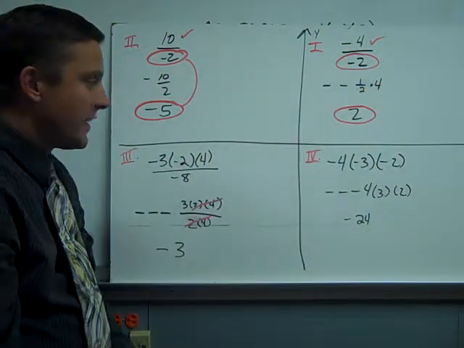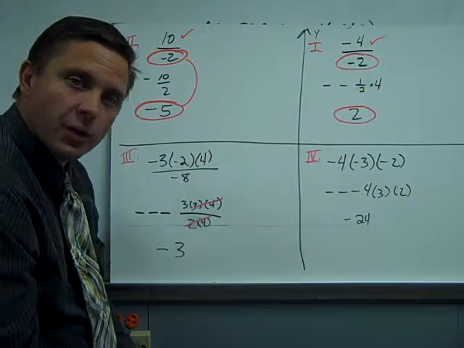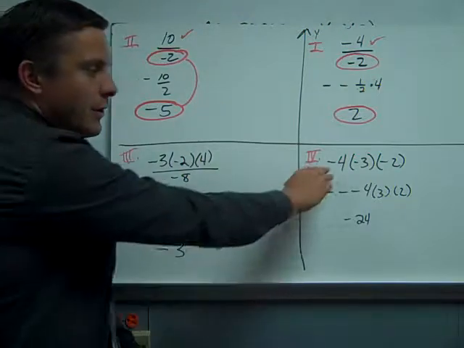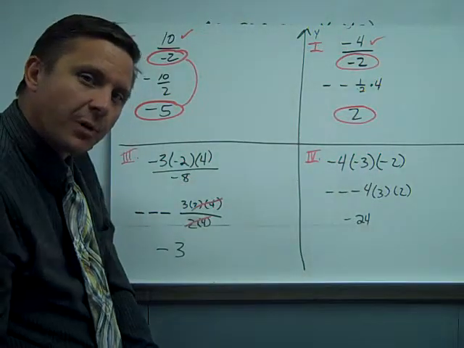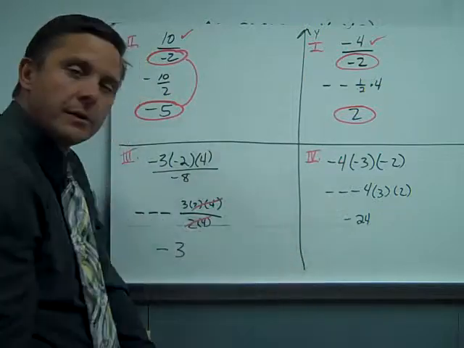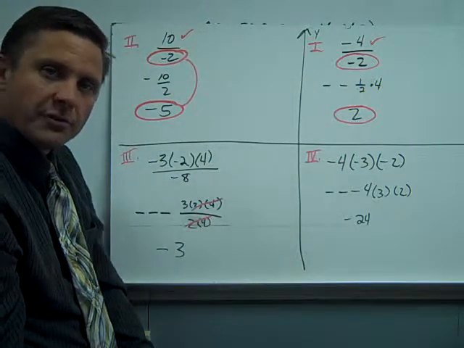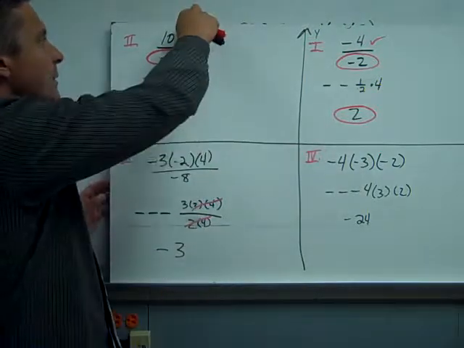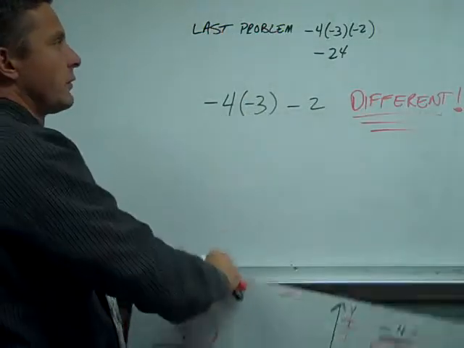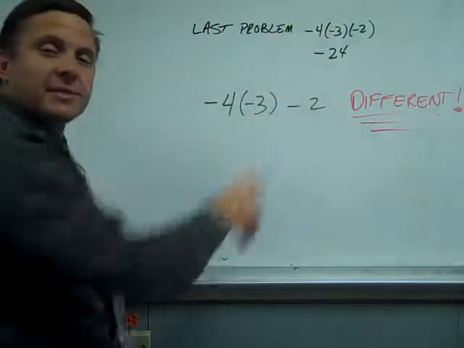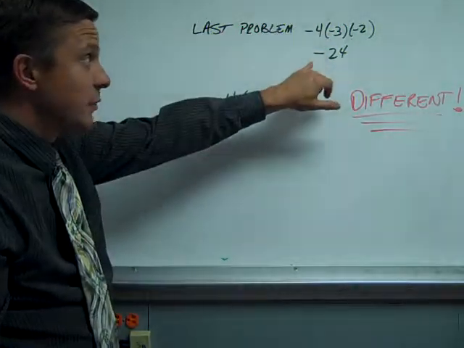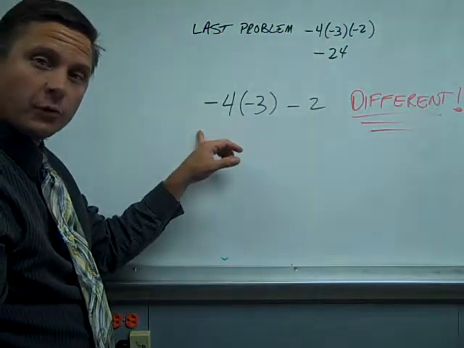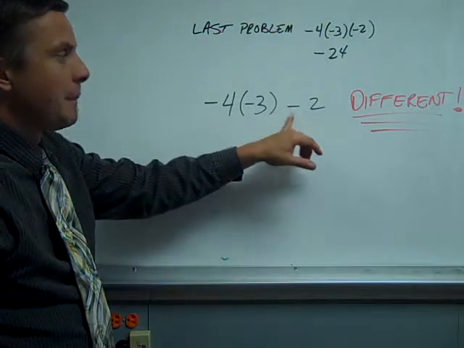Over here we have negative 4 times negative 3 times negative 2. Again, you can count. There are 3 negatives at the very top of the problem. So I know my answer is going to be negative. 4 times 3 is 12. Times 2 more is 24. Now, we got to be a little careful. I'm going to warn you about this going forward. The last problem was negative 4 times negative 3 times negative 2. That is negative 24.